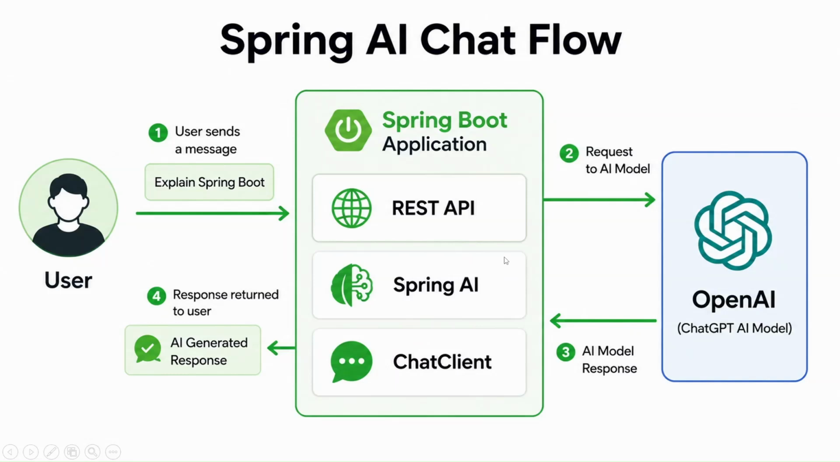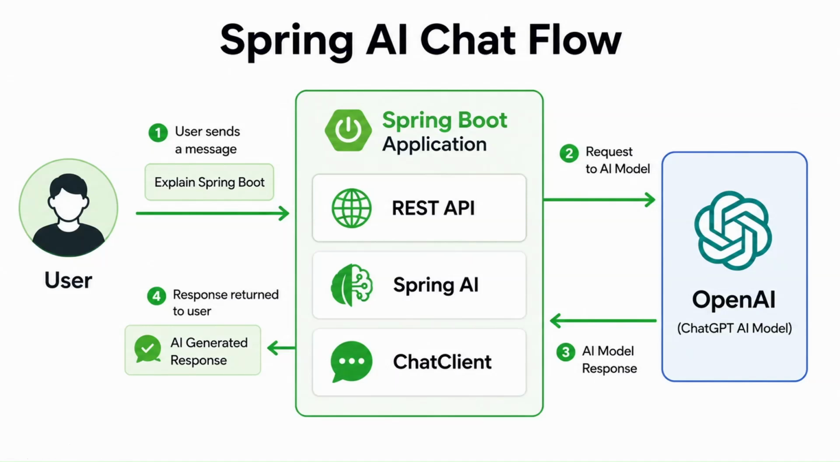So our Spring AI sends the user question to ChatGPT or OpenAI, and OpenAI gives the response to our Spring Boot application that is powered by Spring AI. And our Spring Boot application returns the response to the user. So if I summarize, the user asks a question, it goes to our application, our application sends that question to ChatGPT, ChatGPT gives the response to our application, and our application gives the response to the user. So this is the flow.